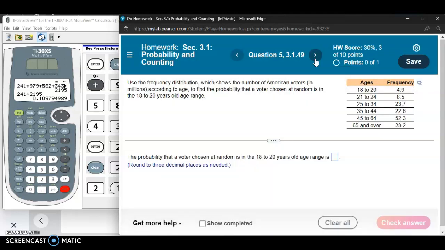Let's go to the next question. It says to use the frequency distribution, which shows the number of American voters in millions according to age, to find the probability that a voter chosen at random is in the 18 to 20-year-old age range. According to the table, there were 4.9 million voters in that age group, 18 to 20.